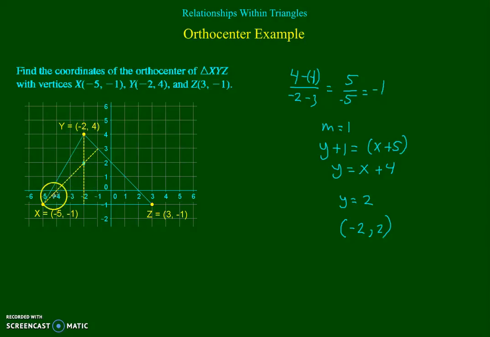And so we can see this altitude and this altitude intersect at that point. This line has a positive 1 slope. This line had a negative 1 slope, so these are perpendicular. So let's move on to the next section.